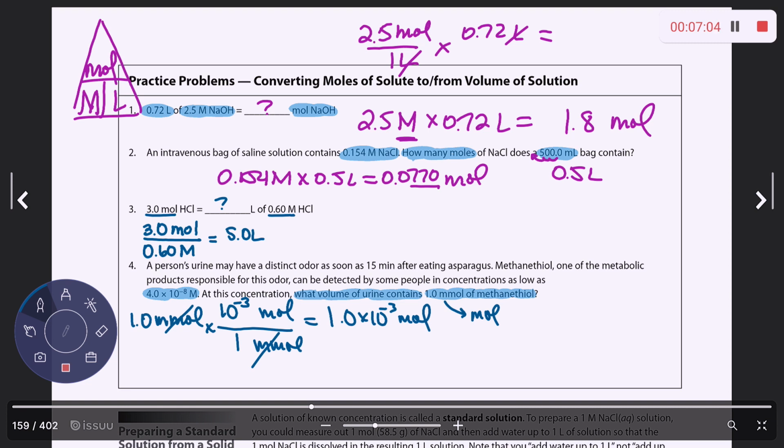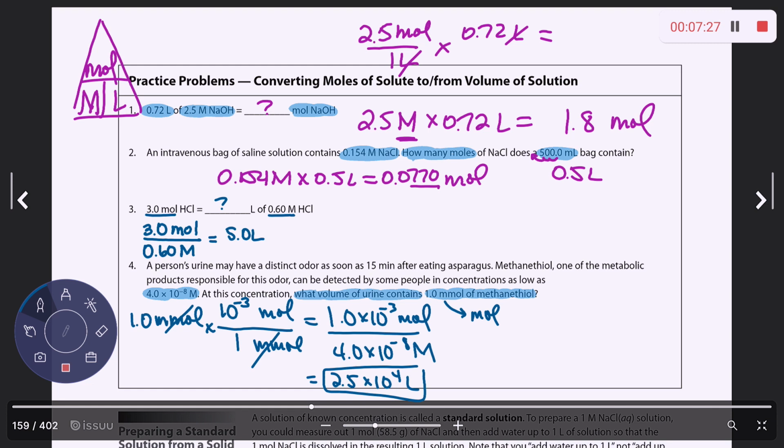And then when you're solving for liters, you know to cover up the L, and that's moles divided by molarity. So this divided by molarity is going to give you your liters. So this is going to be 2.5 times 10 to the 4th liters. Okay?